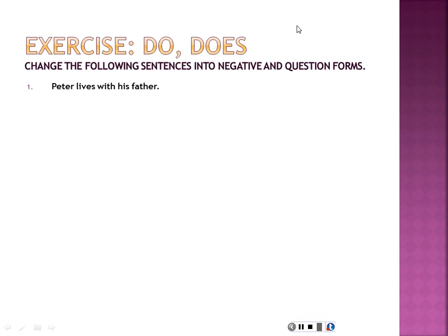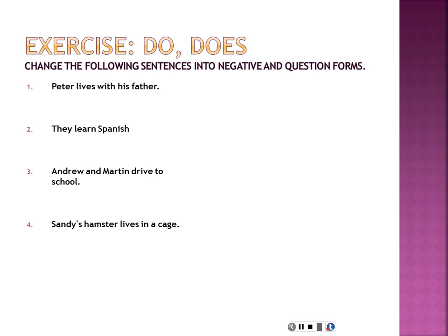Number 1, Peter lives with his father. Number 2, they learn Spanish. Number 3, Andrew and Martin drive to school. Number 4, Sandy's hamster lives in a cage. Number 5, I clean the bathroom.